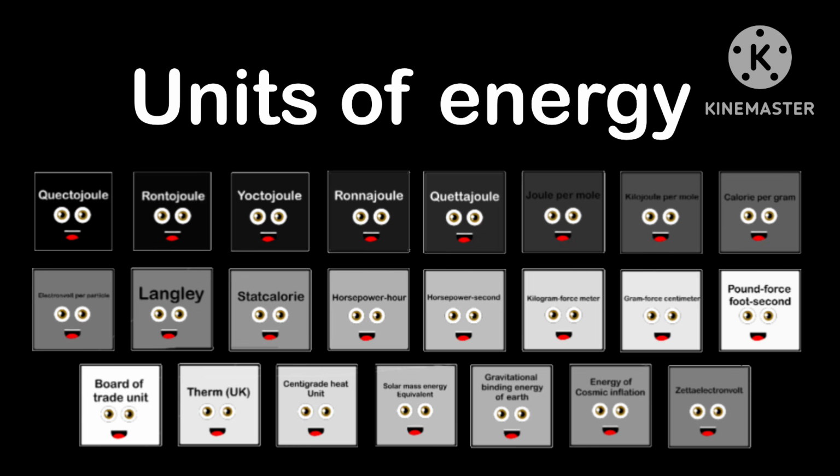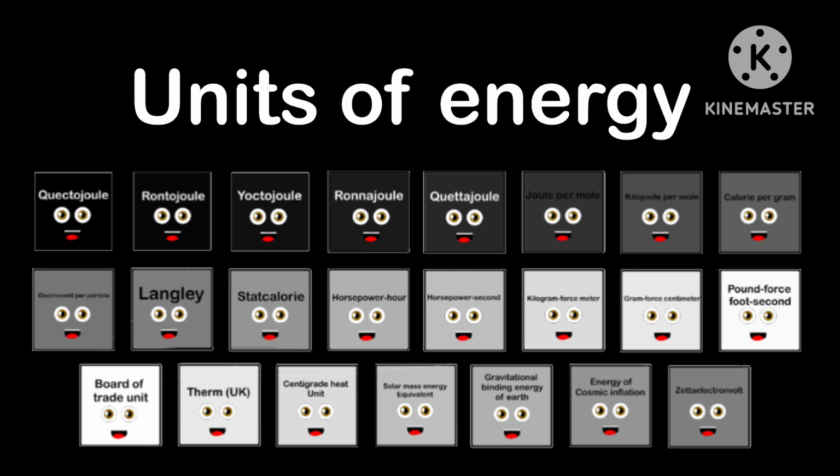Calorie per gram, used in food science and combustion. My symbol is cal/g. Electron volt per particle, I am used in plasma physics and particle simulations. Langley, I am solar radiation energy. I'm 41,840 joules per mole. Thermochemical calorie is my name, you can plainly see.